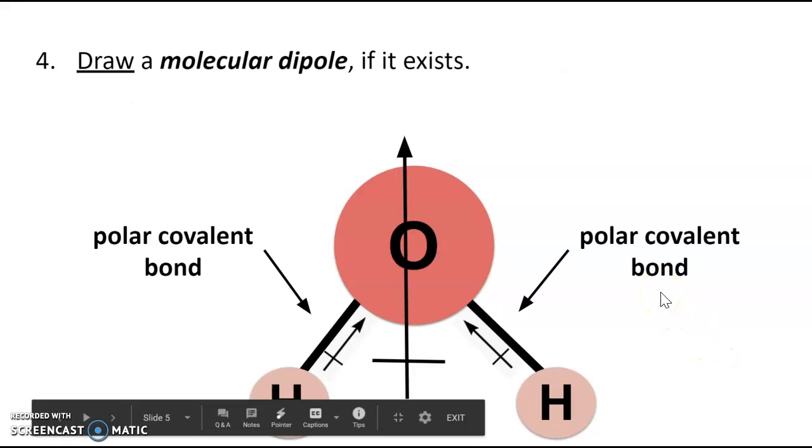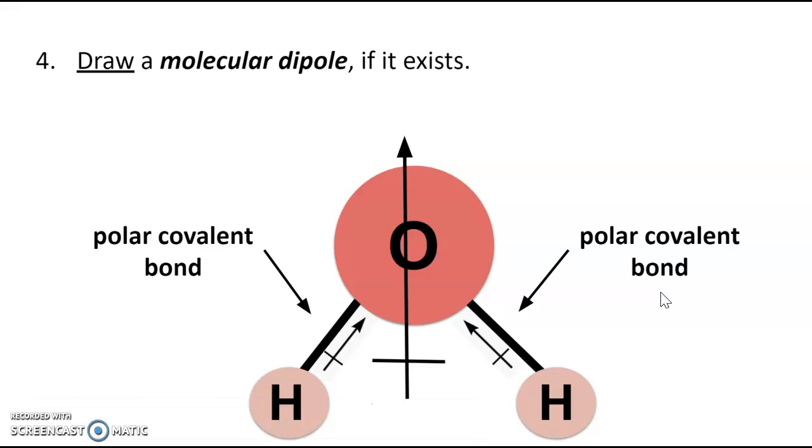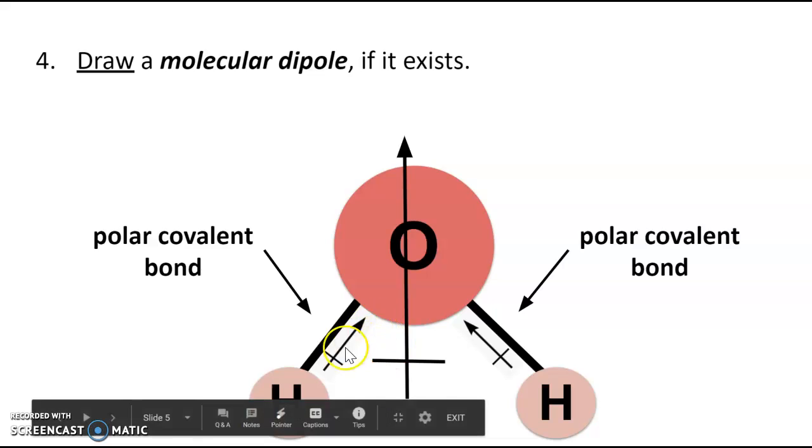Then we can draw our molecular dipole. So this tells us whether or not our molecule acts like a magnet. Sometimes things are polar, but they balance each other out. The polar bonds balance each other out. But in this case, the polar bonds kind of unite by pointing the same direction. And so that oxygen is a lot more negative than the hydrogens are.